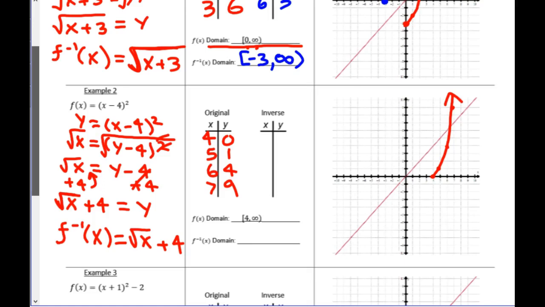All right. So, let's flip it over. 0, 4, 1, 5, 4, 6, 9, 7. All I did was switch the order, right?